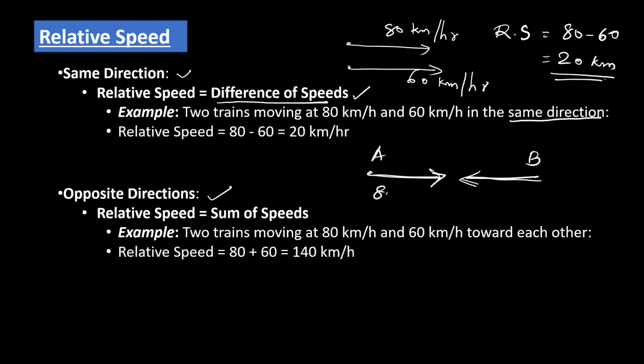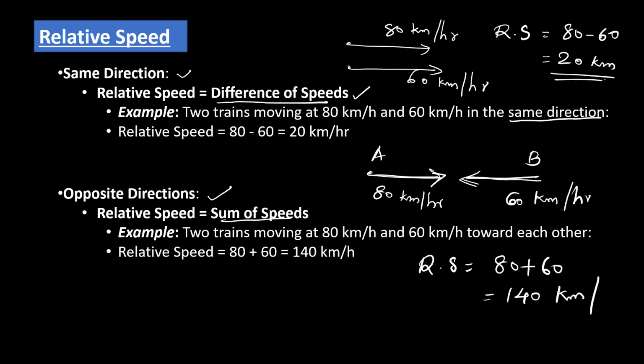Speed of first train is 80 km per hour and speed of second train is 60 km per hour, and they are moving towards each other. Then the relative speed will be the sum of their speeds. That is, relative speed is equal to 80 plus 60, which is equal to 140 km per hour. This is about relative speed.